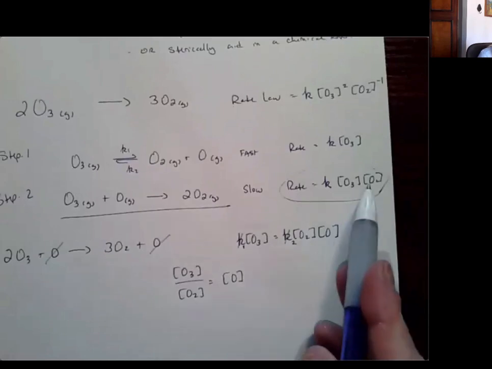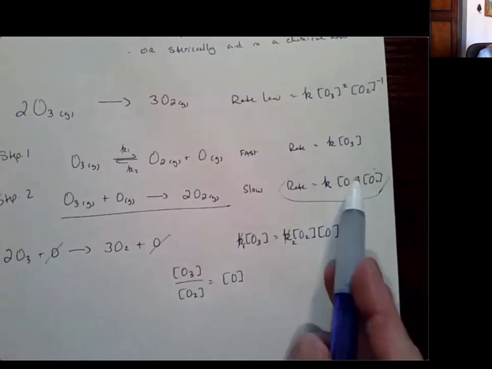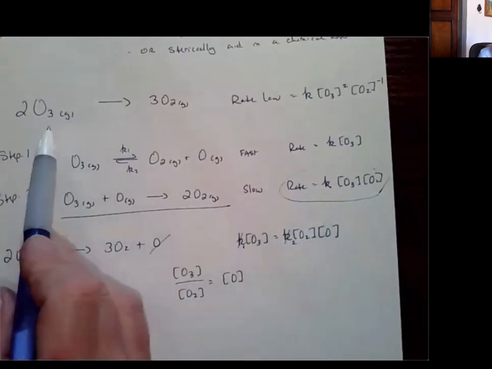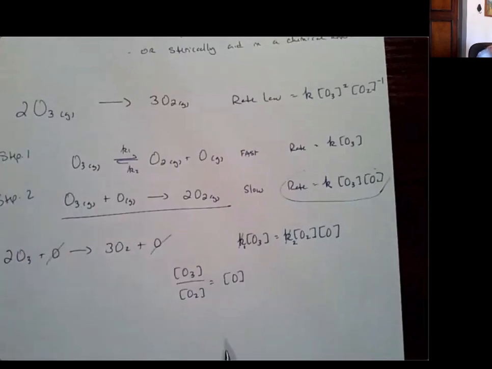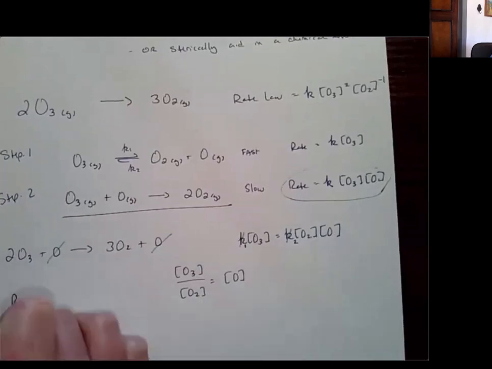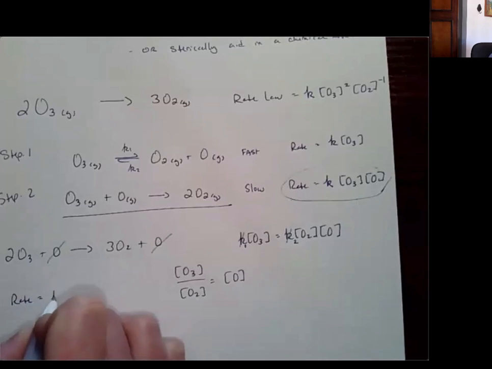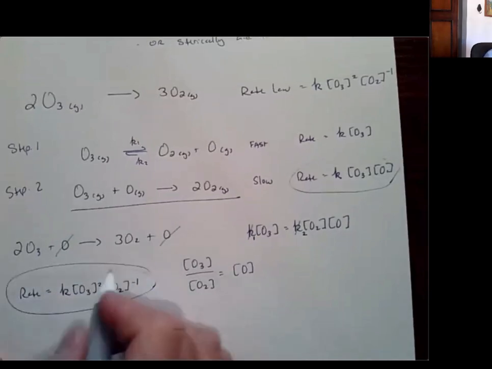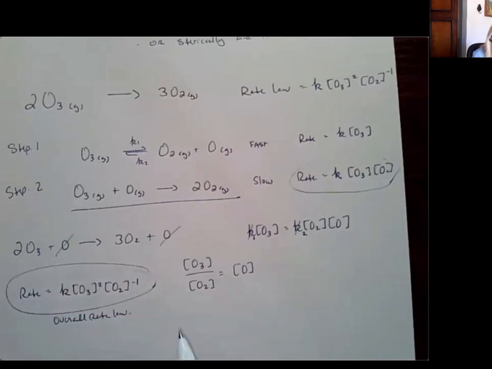So I'm going to plug this into this equation to get a rate law that deals with my initial starting material, which in this case is O3. And then I'm also going to have in my rate law O2, which is a product. I have both in there. So this is a little bit more complex of a rate law. This would be my overall rate law, which is not optimal because I have a product in here.